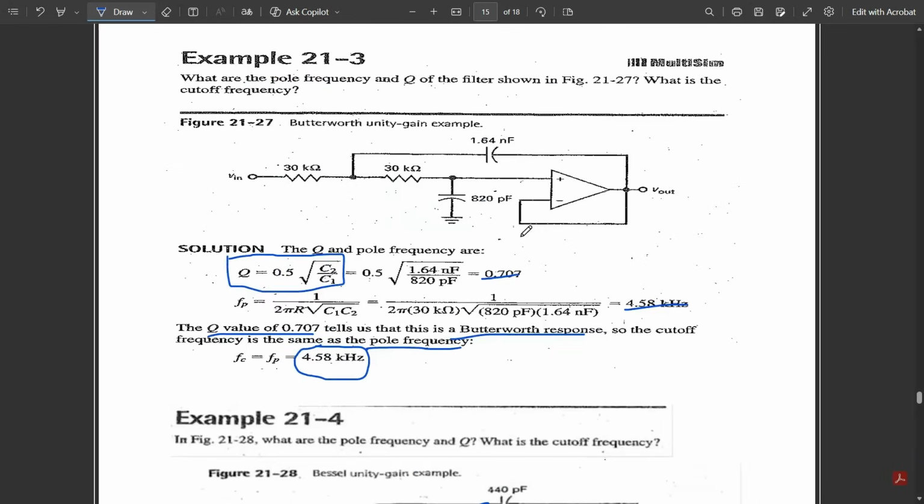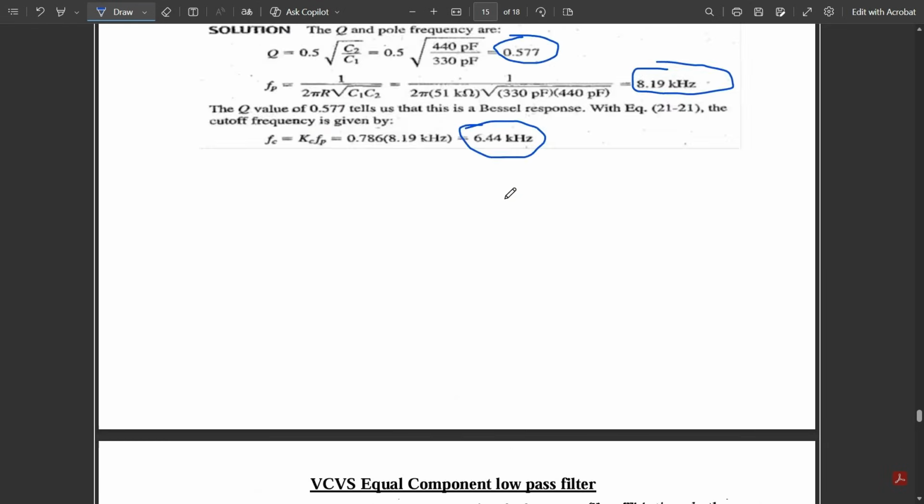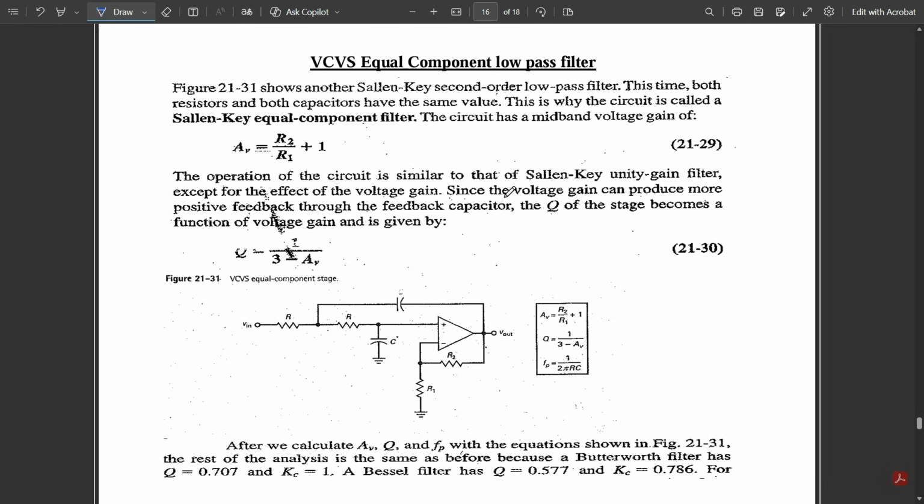So these are the two important numerical examples with respect to second order filters which I wanted to tell you. Please note it down.